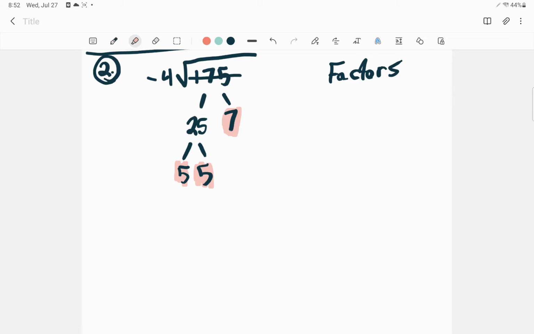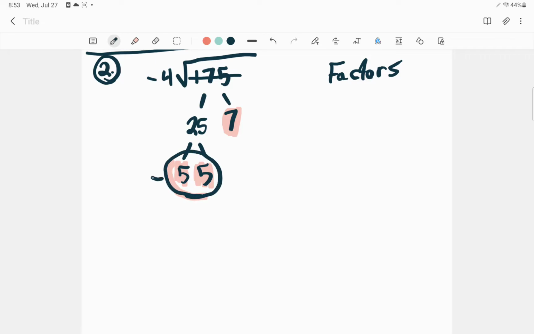Now, do I have any groups? In some cases, you're going to notice that you don't have any groups. If you don't have any groups, that means your square root cannot be simplified, and you're just going to write cannot be simplified. But in this case, do I have a group of 2? Yes, I do. I have this double 5s.